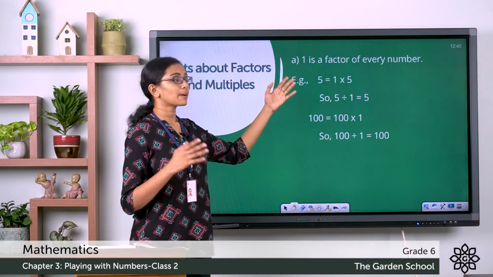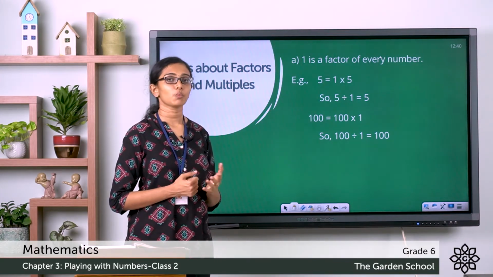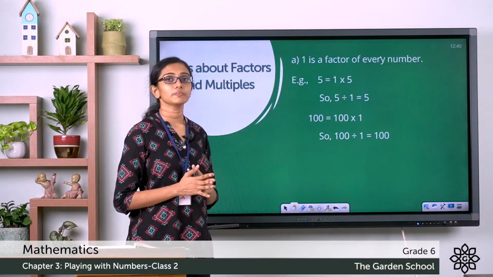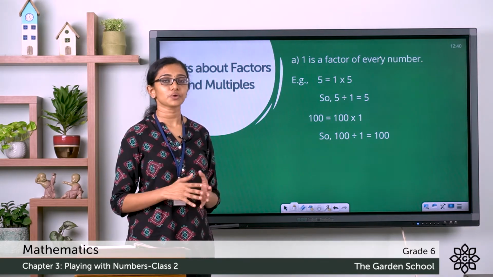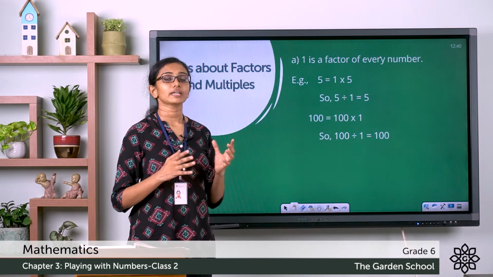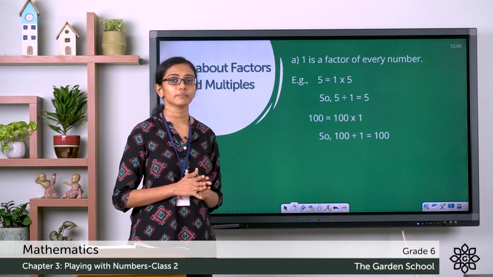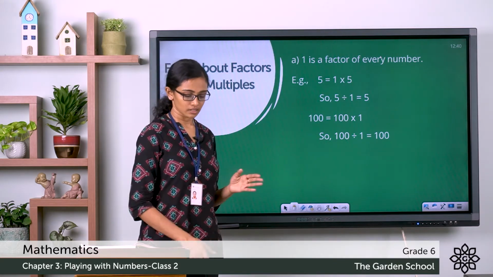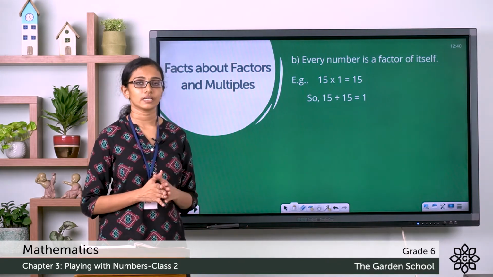So, you can completely divide 5 by the number 1. There won't be any remainder. So, you can say 1 will be a factor of every number. Let it be 100 or 1000 or 2000, 3000, let it be any number. You can completely divide that given number by 1 without any remainder and hence 1 is a factor of every number.